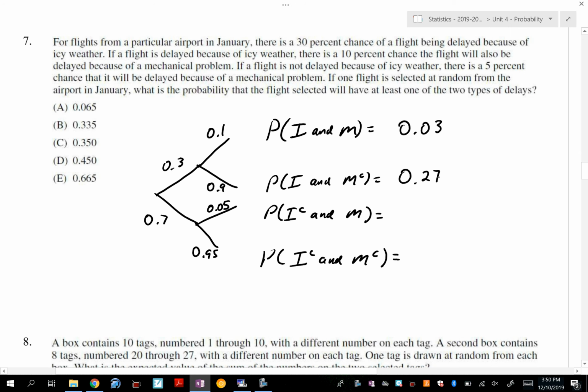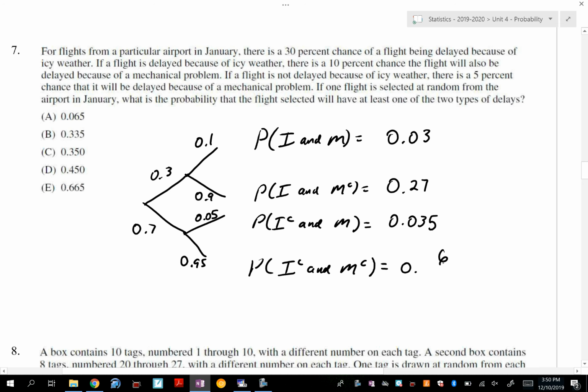Is that right? I think that's right. Yes. Okay. That one's going to be tiny. This one's going to be massive.